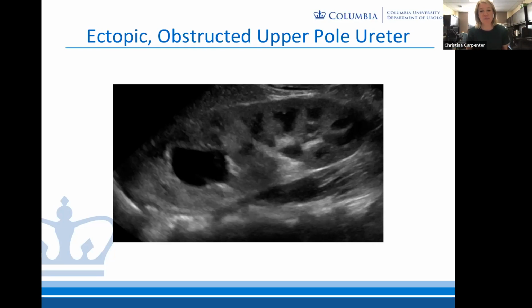So for instance, this is that patient. This was an ultrasound when she was 2 weeks old. I was concerned enough that I asked the patient to come back about 3 weeks later, and I repeated the ultrasound at that time. And I also got a VCUG at that time.